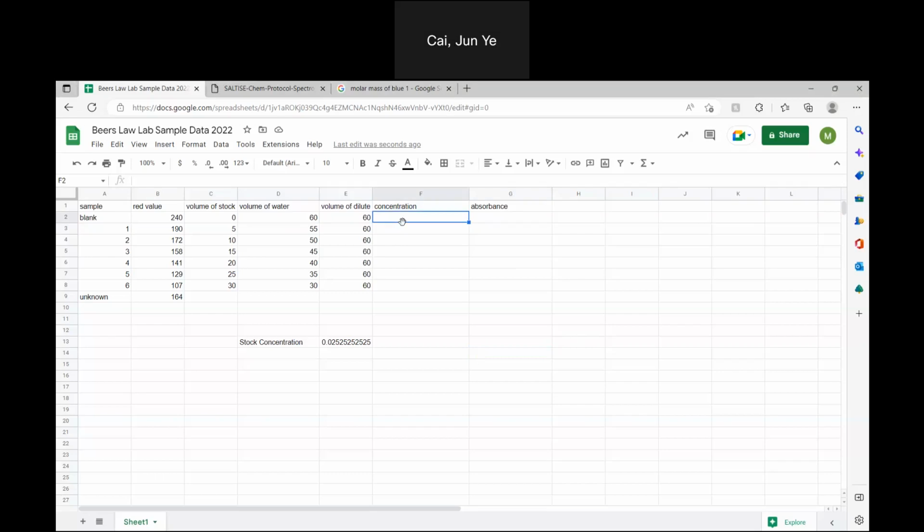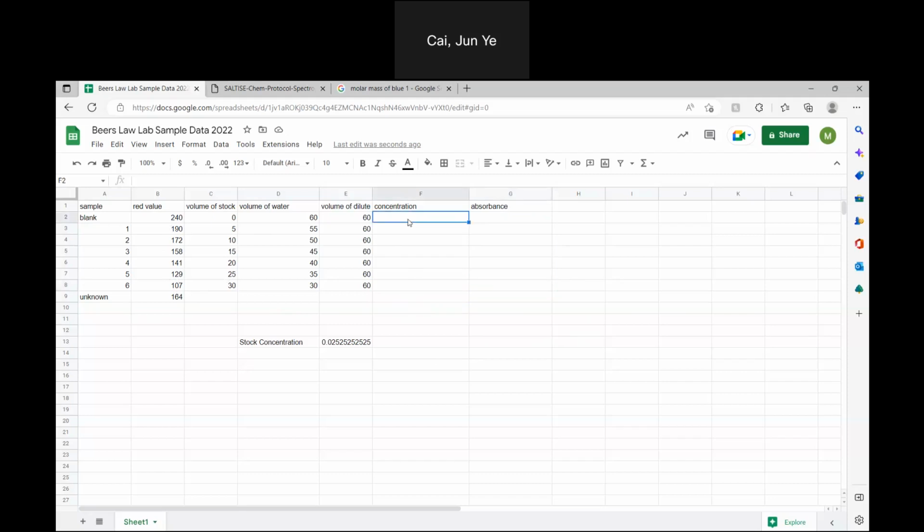A calibration curve is basically a graph of linear fit to help us find the unknown concentration of our blue Gatorade. So this is what we solve for using the absorptions that we have gotten from our red values from our Gatorade samples.